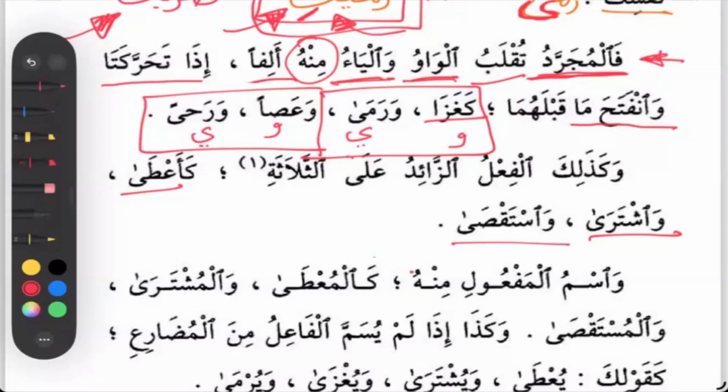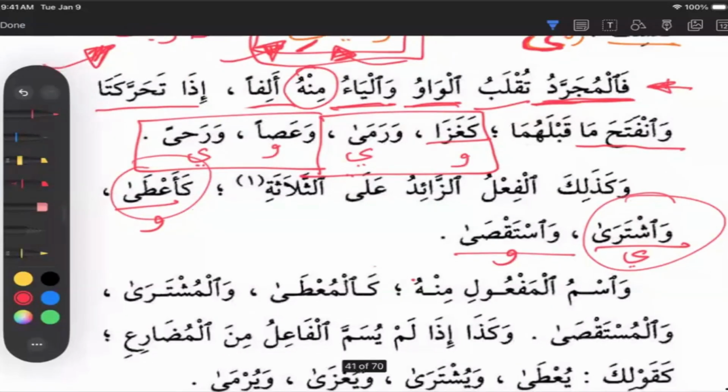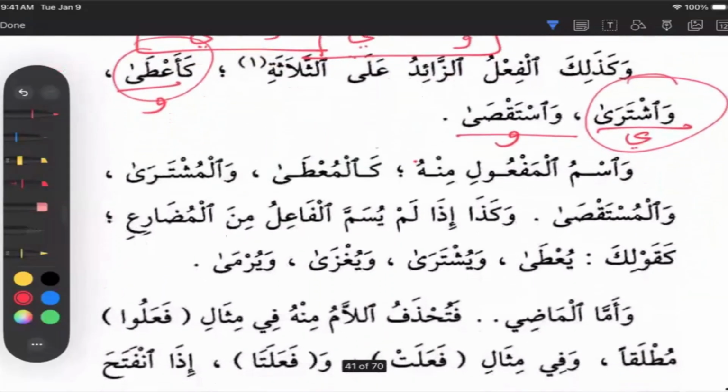Otherwise, if he just wants to give you an example of what has its origin as a wow or a ya, he could just give you two examples. He can just say a'ta and ishtara, an example of what its original last letter is a wow and an example of what its original last letter is a ya. So why mention istaqsa? He already gave you an example of a wow. Because now it's not for the sake of that, rather for the sake of giving you an example of what has three extra letters. If you have a question, go ahead, please.